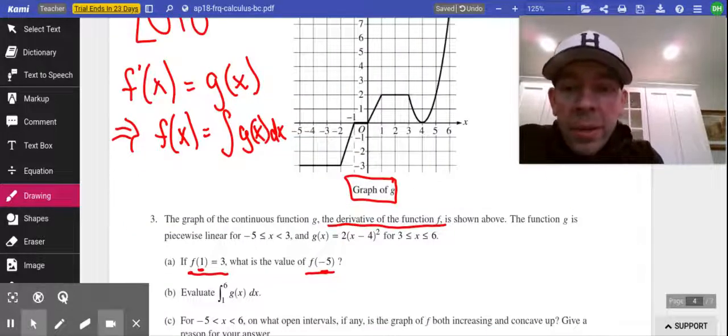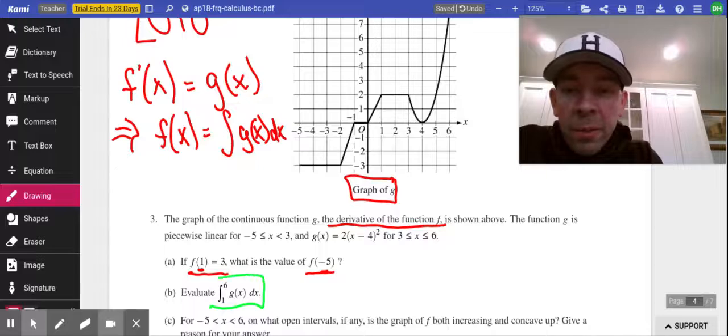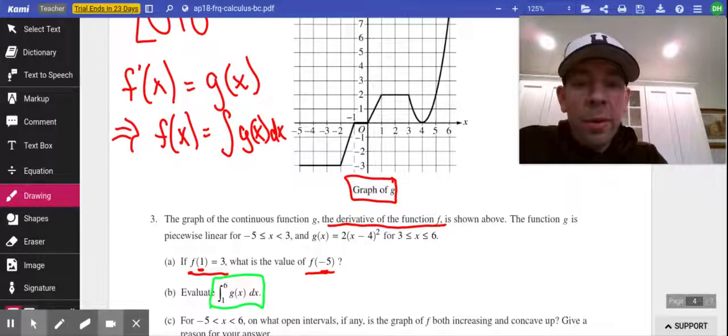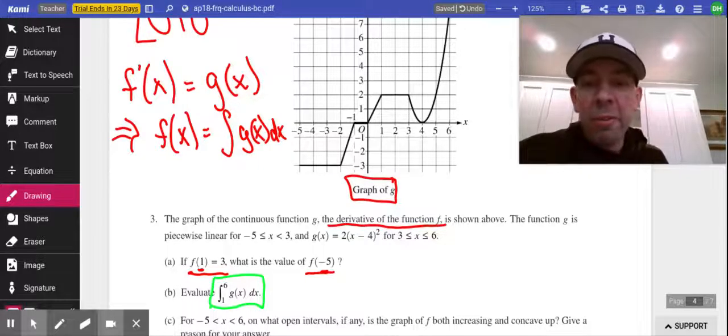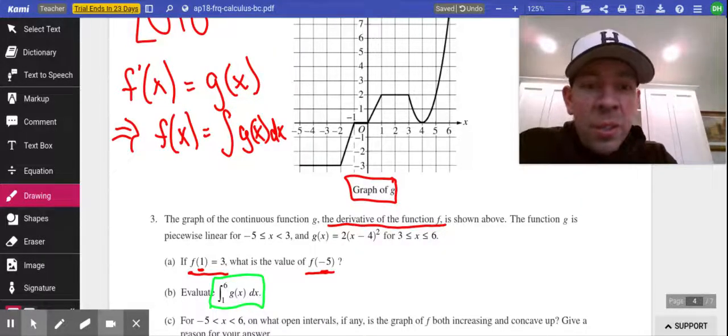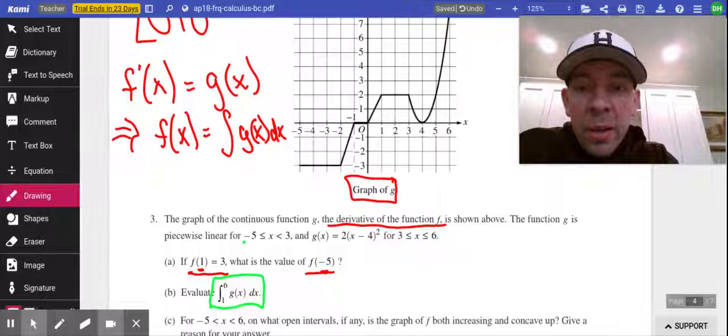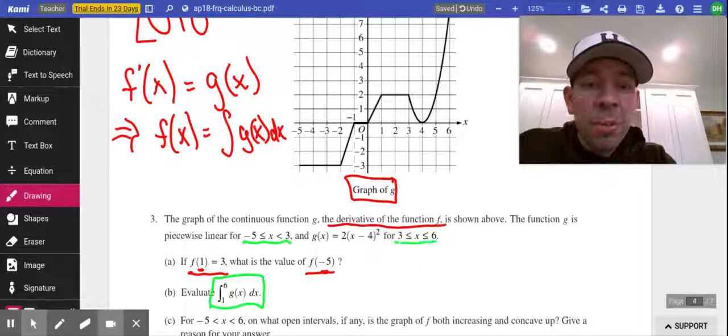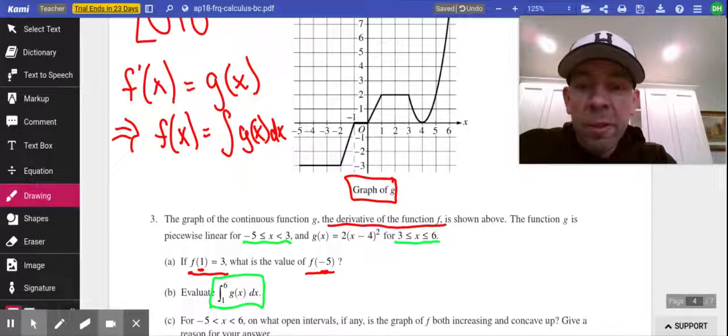For part B, we're going to evaluate another definite integral, real similar to how we just evaluated the definite integral from negative 5 to 1, but now we're going to go from 1 to 6. I'm going to split this into two integrals because we've got piecewise functions up till 3, and then this quadratic function from 3 to 6. Unfortunately, that 3 falls between my bounds. So I'm going to do an integral from 1 to 3, where the area is 4.